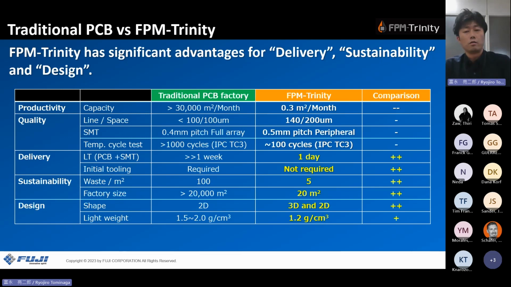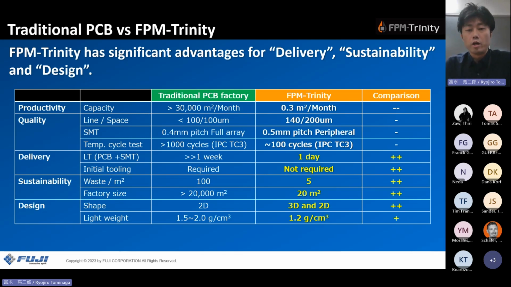AME has a very strong point for delivery and sustainability design. AME can manufacture the substrate with a bareboard plus SMT within 1 day and without any initial tooling. And the waste is less than 5% compared to that traditional PCB manufacturing process. And factory size is approximately 1,000. So just one floor, only one floor really.